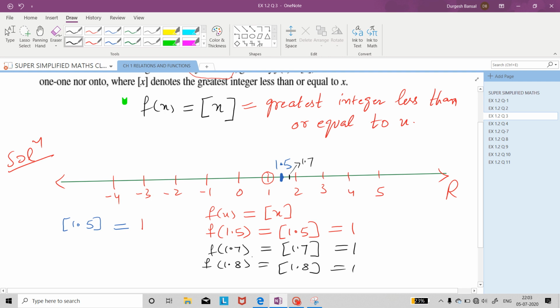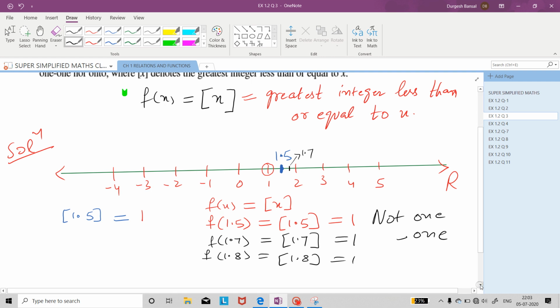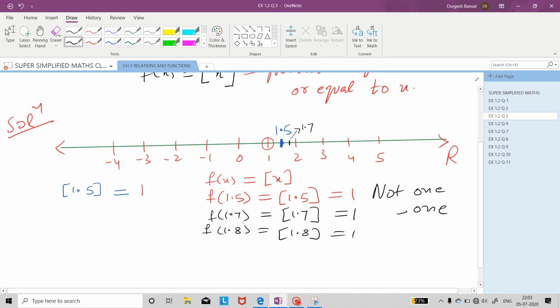So you can see that this function is not one-one at all. Why? Because there are so many real numbers, 1.5, 1.7, 1.8, 1.9, 1.55, 1.66, all the numbers which are greater than or equal to 1 and less than 2, will give you the same image 1, and therefore the function is not one-one. It is enough to give one example to show that the function is not one-one. This example says everything about its injectivity. This is not one-one.